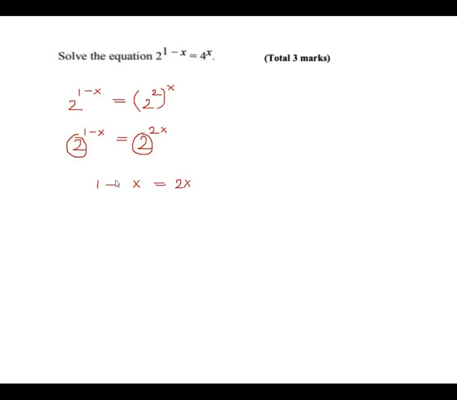Now solving this further, we can take the like terms on one side. So I will take the negative x on this side. So it becomes 1 equals 2x plus x. So 1 equals 2x plus x gives us 3x. Therefore, x is equal to 1 over 3. So we have solved the value of x. This is how we solve these kind of questions. Try to get the bases in the same format as I have got here, and then keep solving by taking the powers.